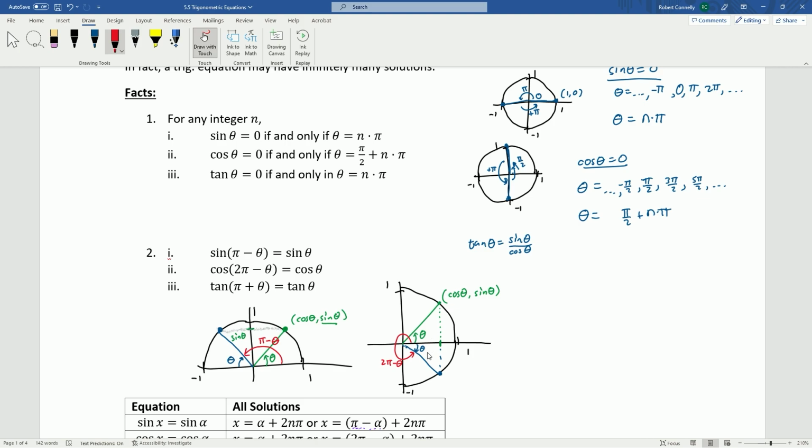That's all we're saying here, that when we look at this picture, this angle theta gives you the same x value that you get for the angle 2 pi minus theta. Now lastly, for tangent, we've got tangent of pi plus theta equals tangent of theta.